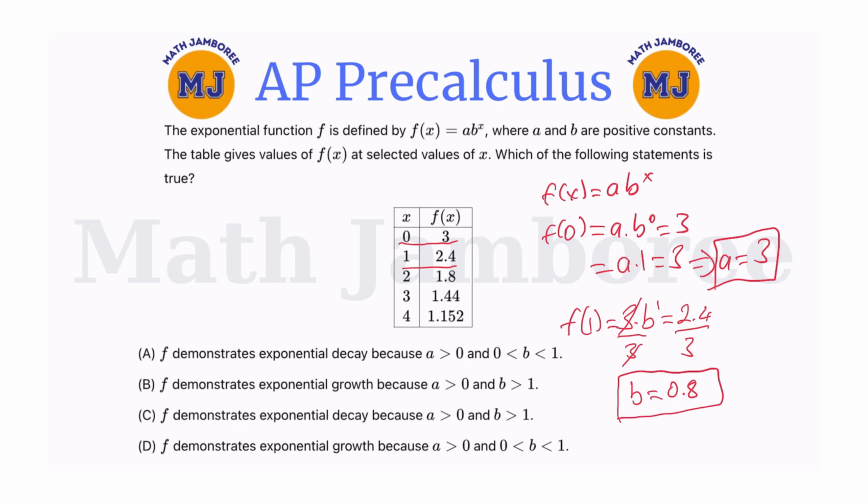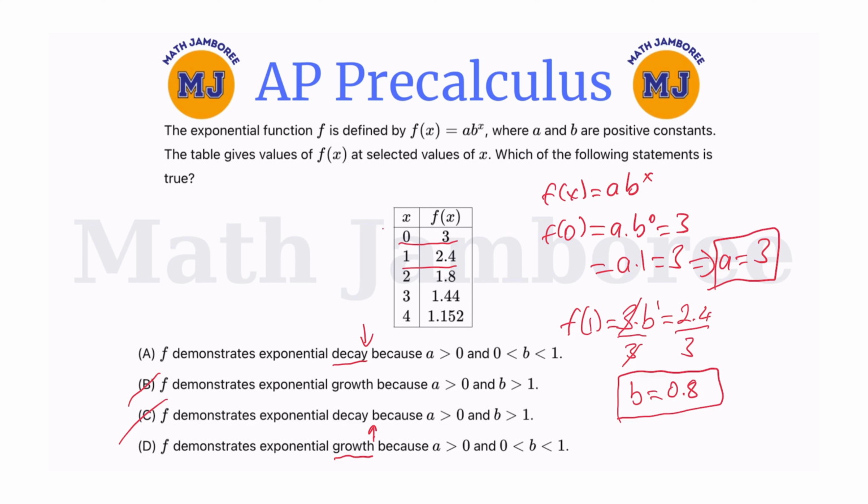So B and C cannot be the answer. The answer is either A or D. To determine that, the only difference between them is decay and growth. Decay means the value goes down, and growth means the y values are increasing as x values are increasing.